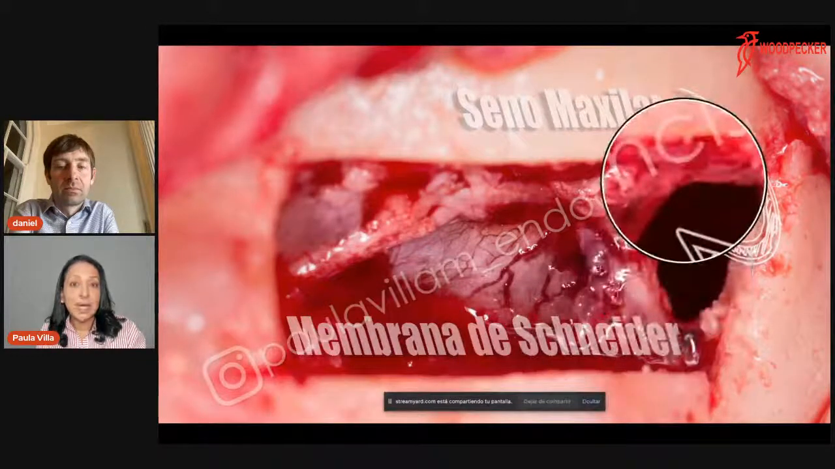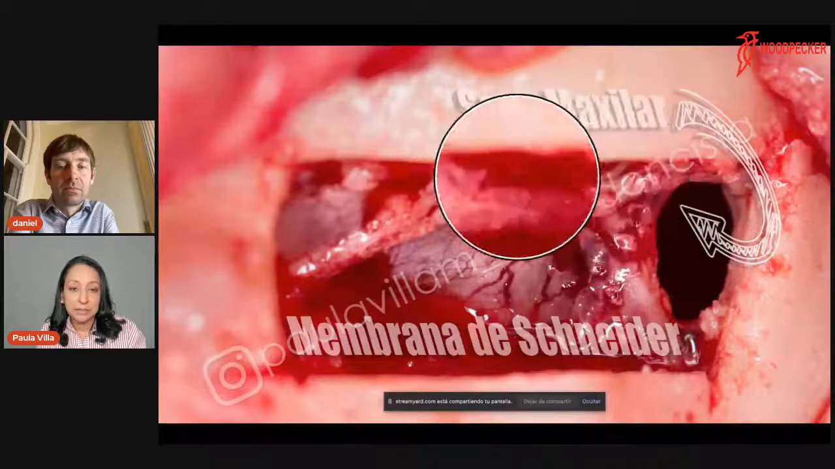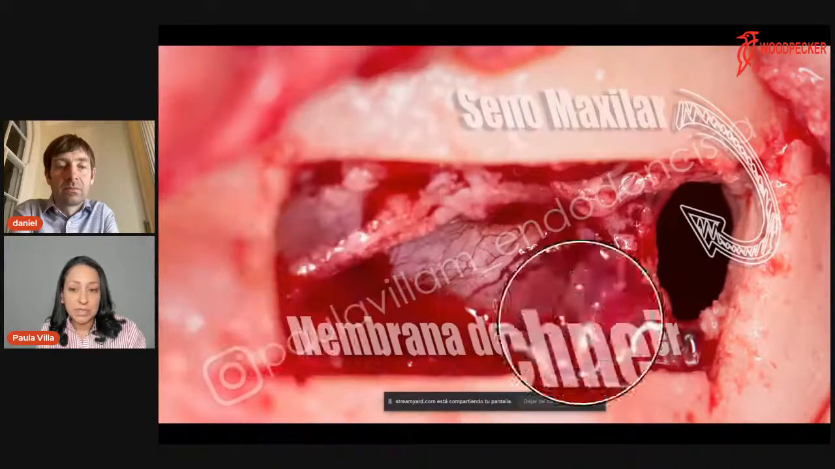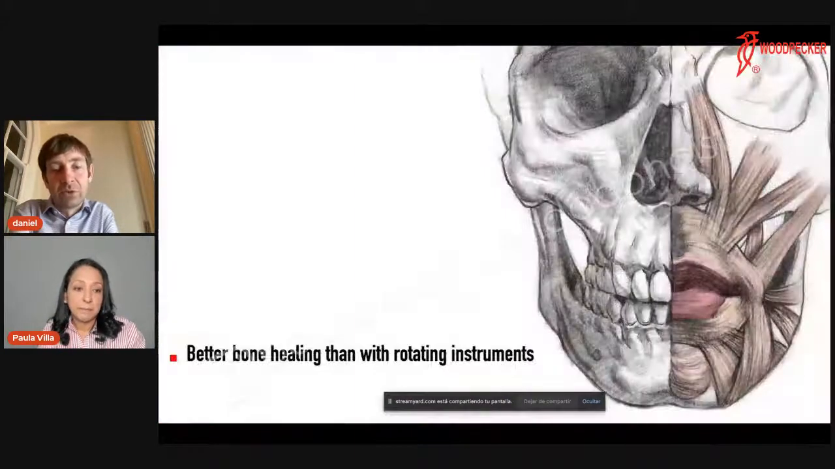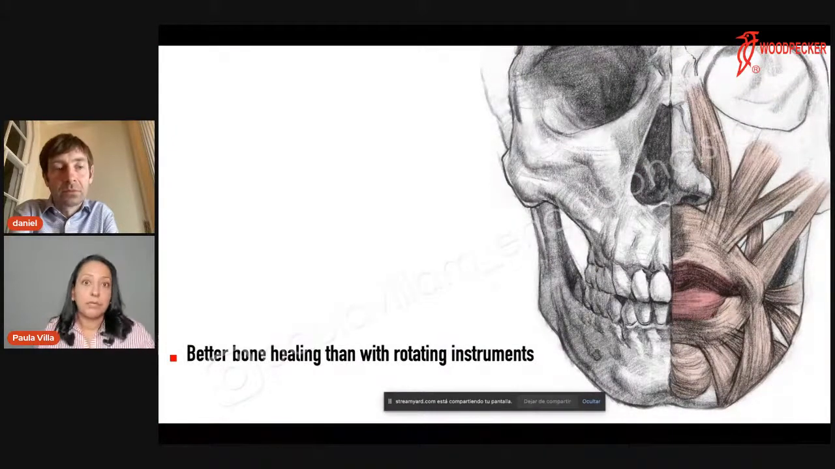The instrument was in touch with the membrane over these sides, and we didn't have perforation with the ultrasonic device, with the piezosurgery saw. That's beautiful. I think this is the proof that it works. It really works. We will have better bone healing than with rotating instruments.